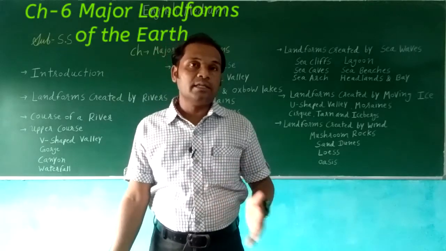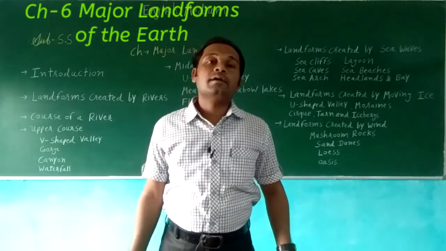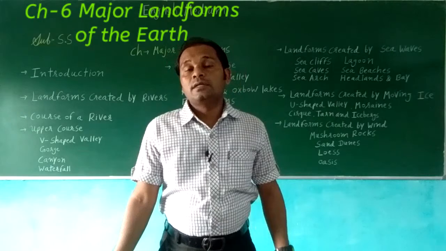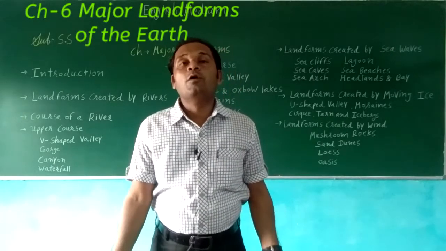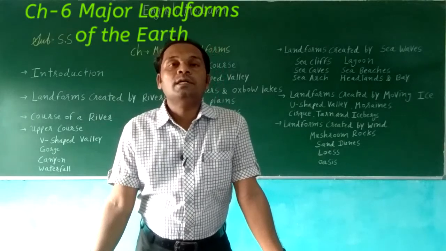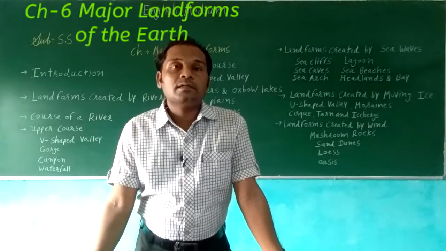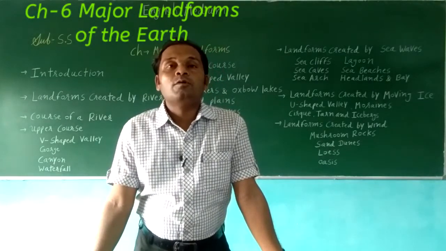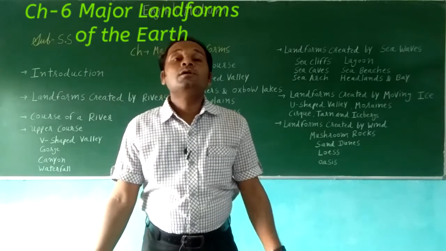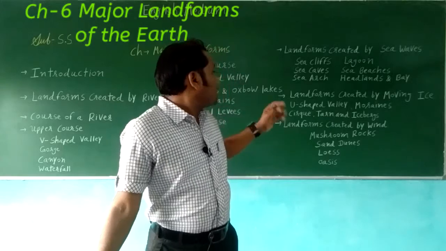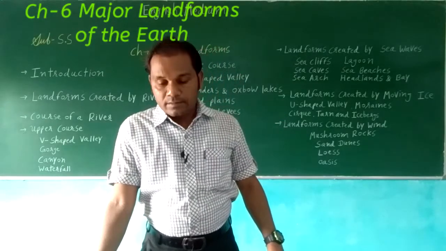Moving ice flows like a river of ice and forms landforms. This is called a glacier. So there are different forms made by glaciers. First of all, we see U-shaped valleys.